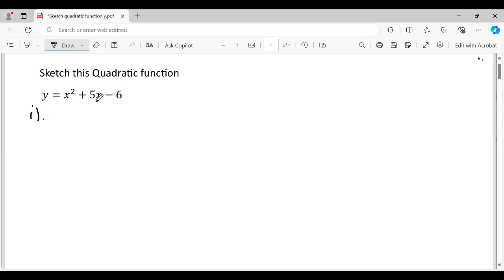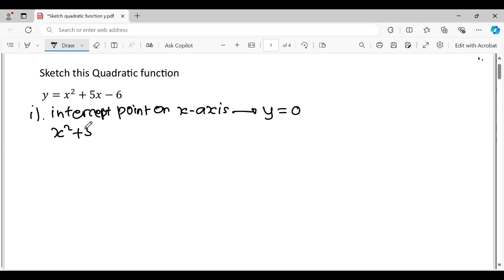So the first step, we need to find the intercept point on the x-axis, which is where y equals 0. If y equals 0, this function becomes x squared plus 5x minus 6 equals 0.